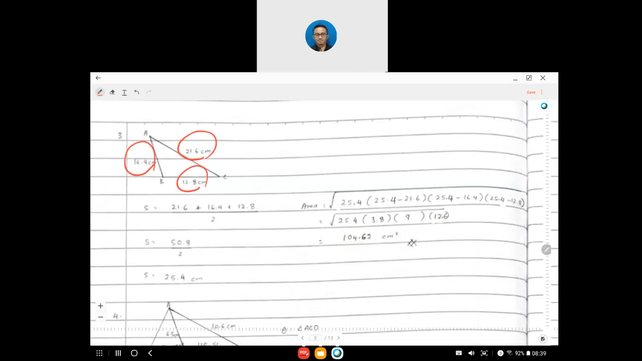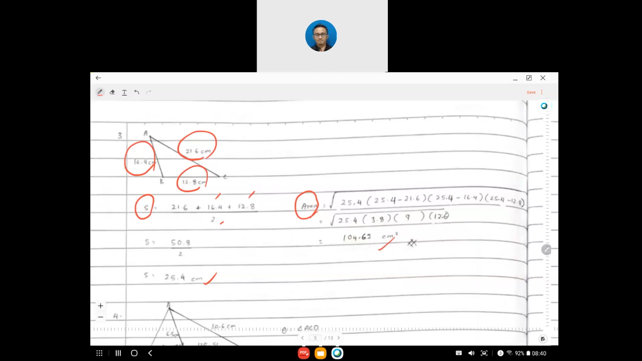In order to use Heron's formula, you must first find S: 21.6 plus 16.4 plus 12.8 divided by 2, and you can get 25.4. And then after you get 25.4, you can find the area. After you substitute in the formula, you can get the area 104.62. Okay, so this is the answer. Any problems?